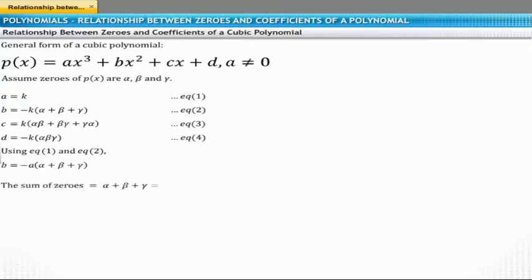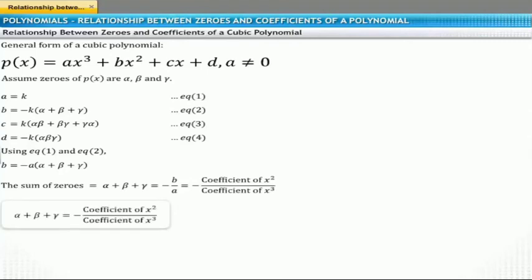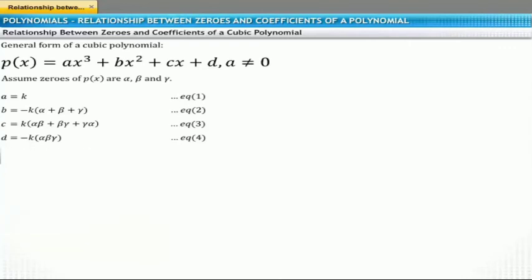Again we will divide these equations. In that we divide the first and second equations, so we will get b upon a is equal to minus (alpha plus beta plus gamma). So we will move the minus to the right side. In that way we will get alpha plus beta plus gamma is equal to minus b upon a. Minus b upon a means coefficient of x square upon coefficient of x cube. So this is the formula of the sum of zeros of the cubic polynomial.